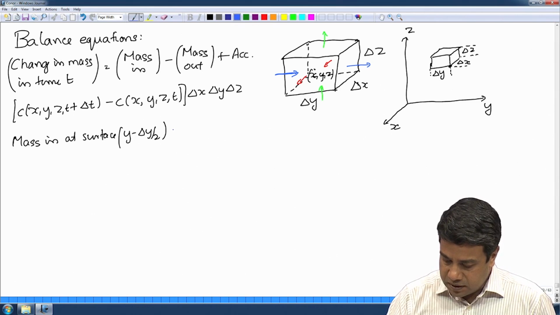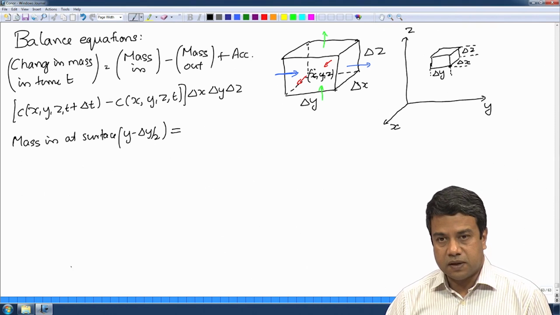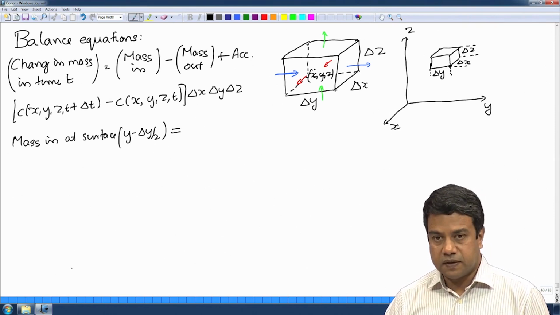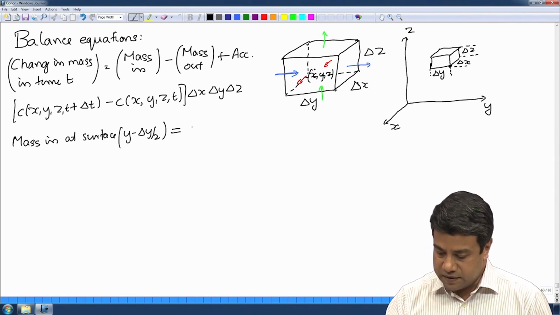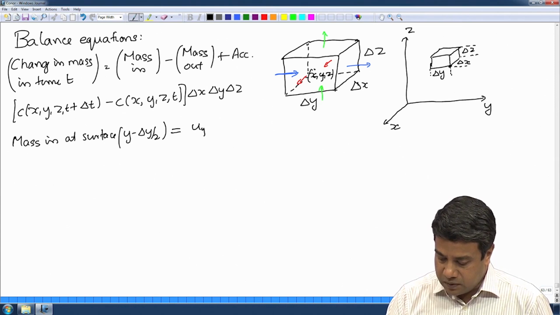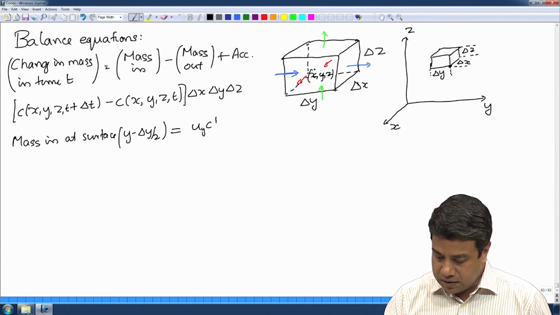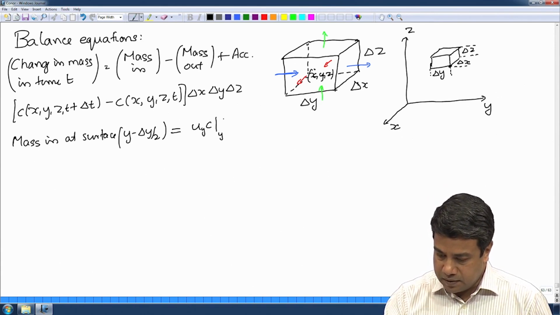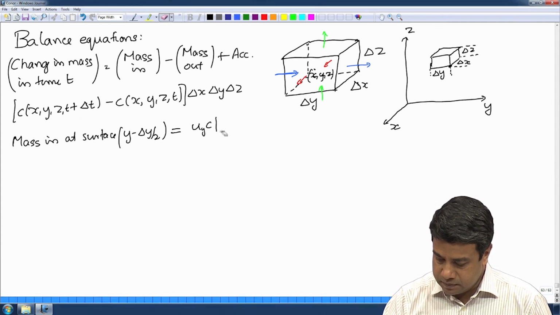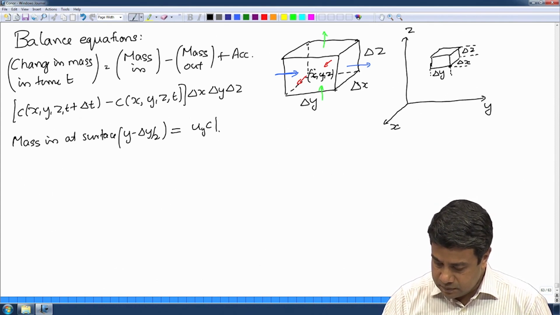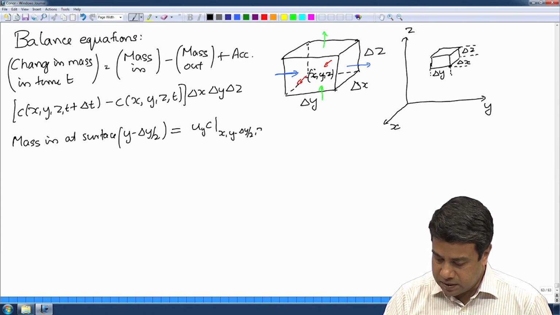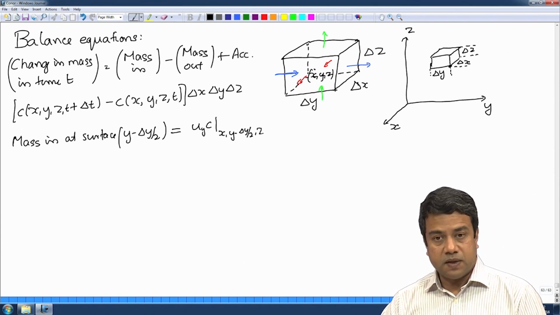So, due to convection, the mass coming in at the surface at y minus delta y by 2 is going to be equal to the perpendicular velocity, the velocity perpendicular to the surface, that is uy, times c, the concentration at the location x, y minus delta y by 2 and z. That is the mass coming in due to convection.